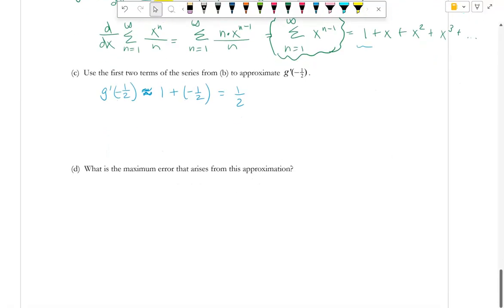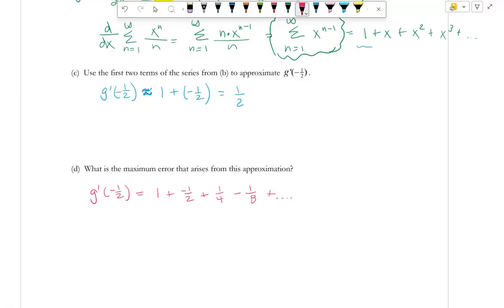All right, lastly, part D. What is the maximum error that arises from this approximation? So if I think about g prime of -1/2, let's get a few more terms. I'd have a 1, then a -1/2, then I would plug in -1/2 squared, which would be a +1/4, then -1/2 cubed, which would be a -1/8, and I could keep going and going.